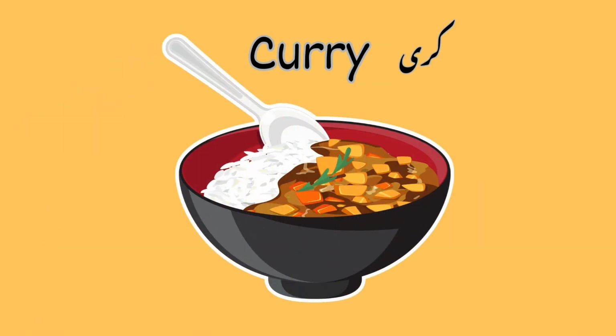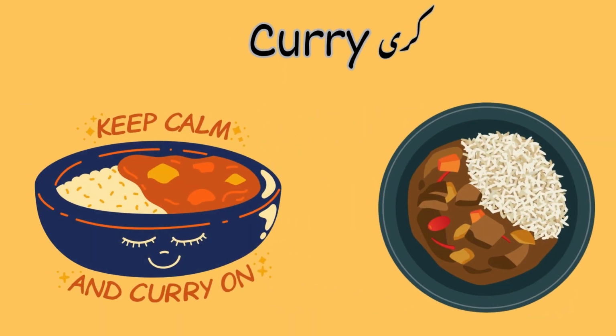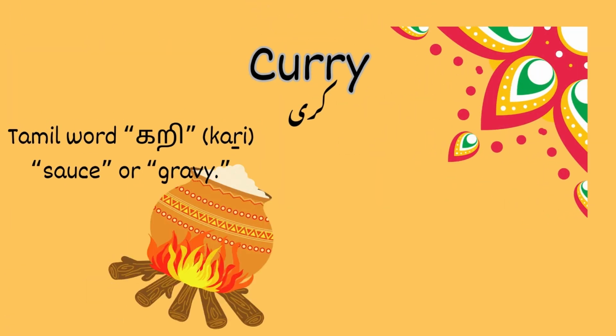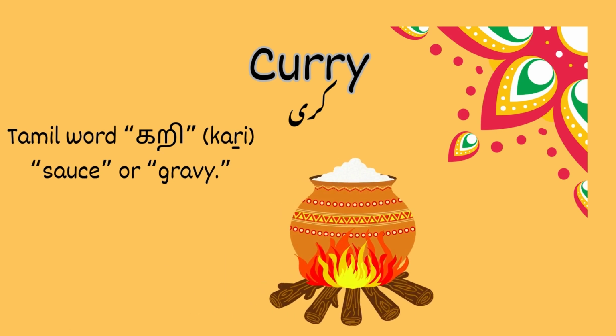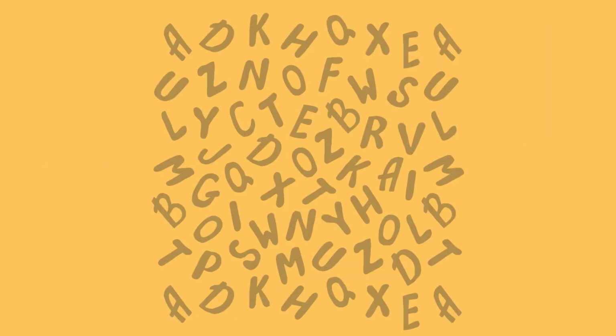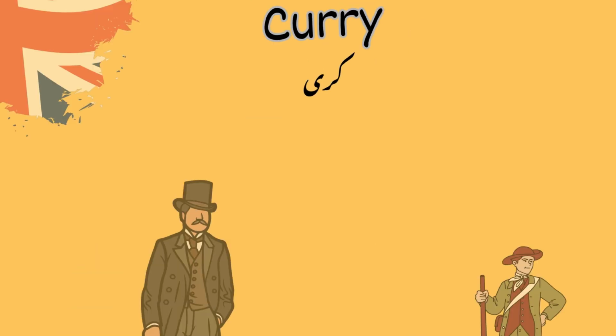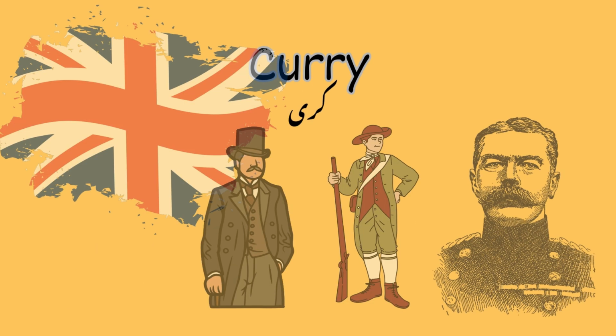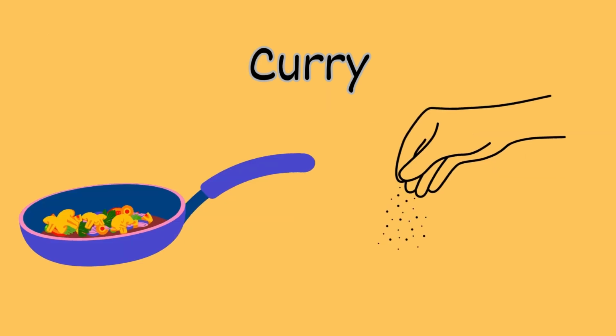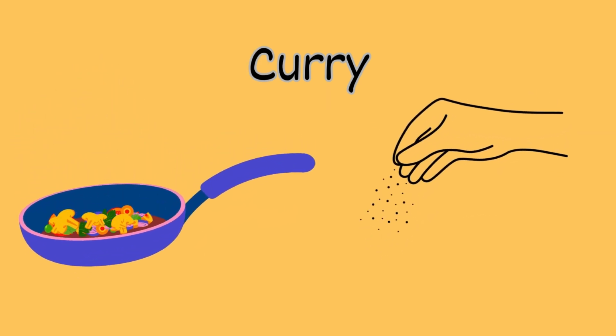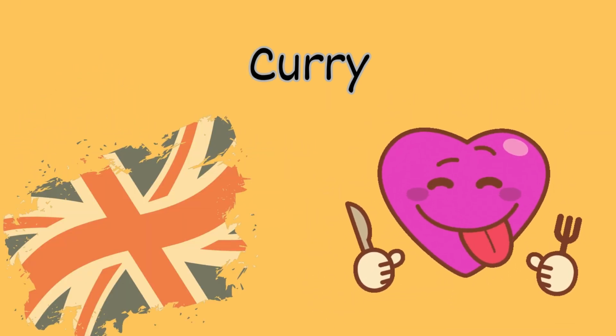Curry. Curry is a dish of meat, vegetables, or lentils cooked with a blend of spices, often served with rice. It comes from the Tamil word curry, which means sauce or gravy. The English language took this word in the 17th century. British traders, soldiers, and officials who tasted the dish brought both the name and the recipe back to England, where it quickly gained popularity.